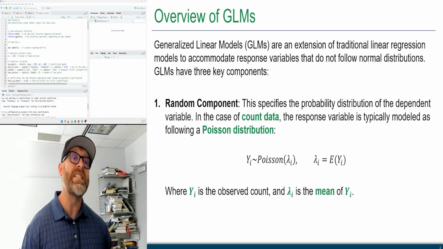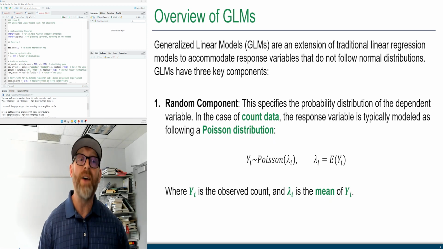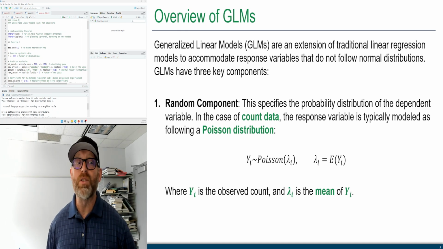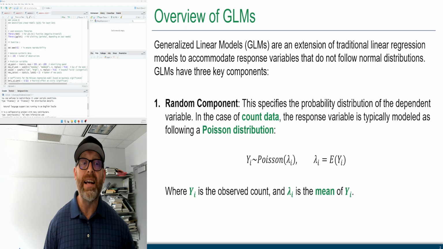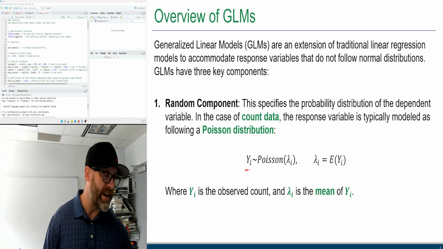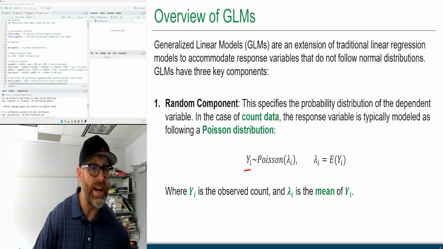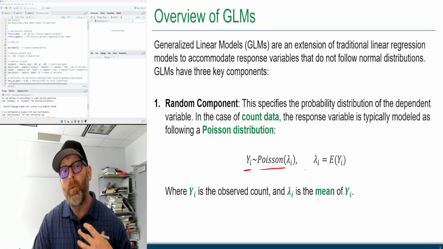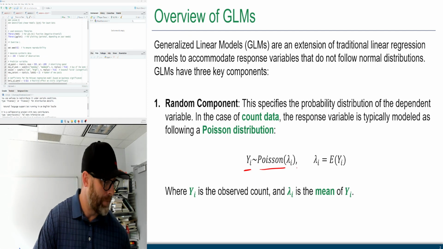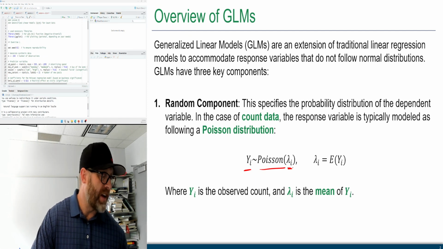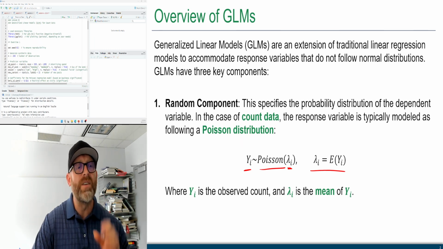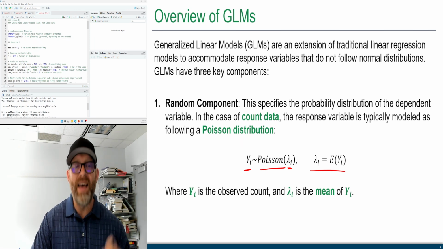The random component specifies the probability distribution of the dependent variable, that response variable. In the case of count data, the response variable is typically modeled as following a Poisson distribution. With a Poisson distribution, we say each y sub i, our actual response value, follows a Poisson distribution, and the only parameter that the Poisson distribution takes in is lambda sub i. So what is the average given a period of time? It's just the expected value of y sub i. So y sub i is the observed count, and lambda sub i is the mean of that.